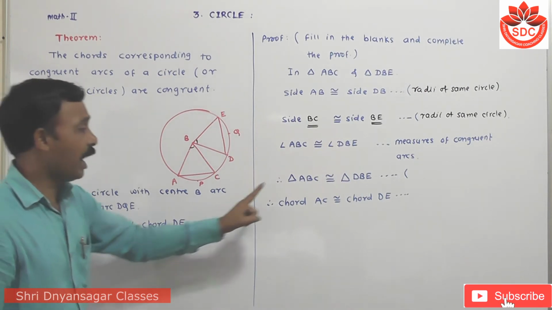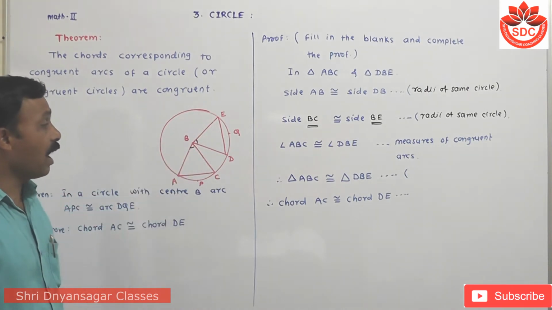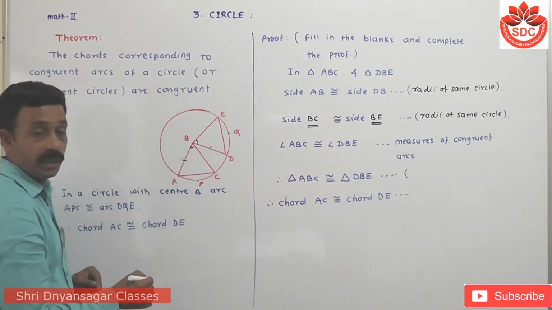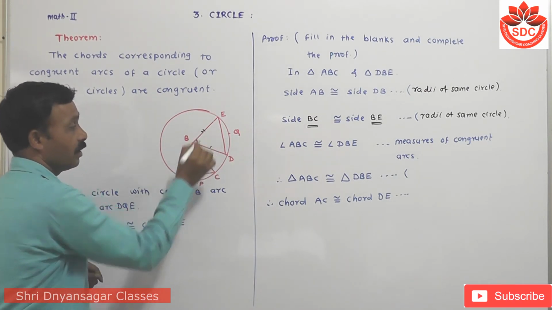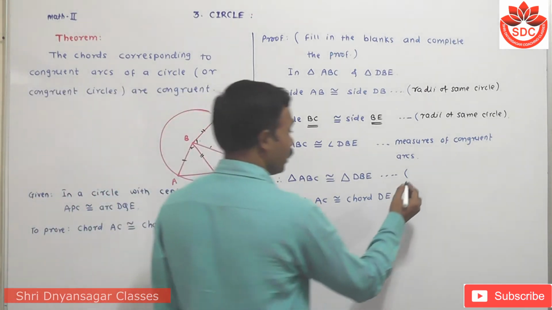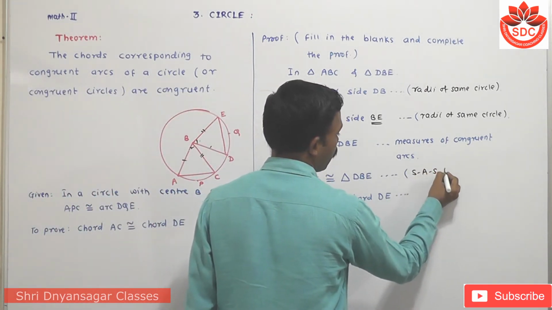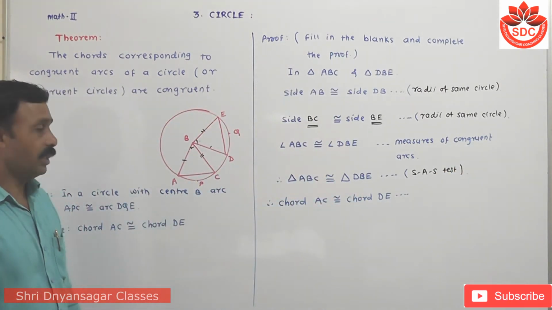Then these two triangles, triangle ABC and triangle DBE, are congruent. By which test? This side is also shown here, then this angle is also shown, and this side is also shown here. Meaning, by using which theorem, which test? SAS test of congruency of the triangles.